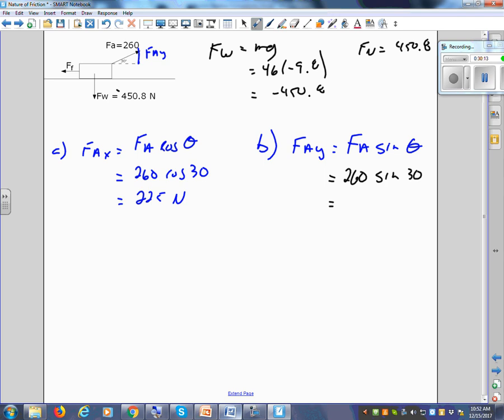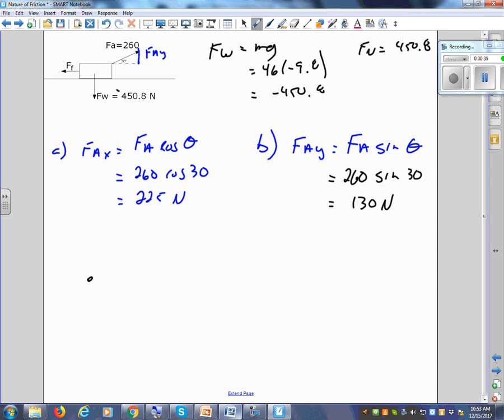130 newtons. 130 newtons of your applied force is actually lifting it up. If you're trying to push a heavy object across the floor, does lifting it help as you push? It does. How come, Colby? Less friction. You are, in fact, reducing the friction. I'm going to explain why. Because that FAY is reducing the normal force.